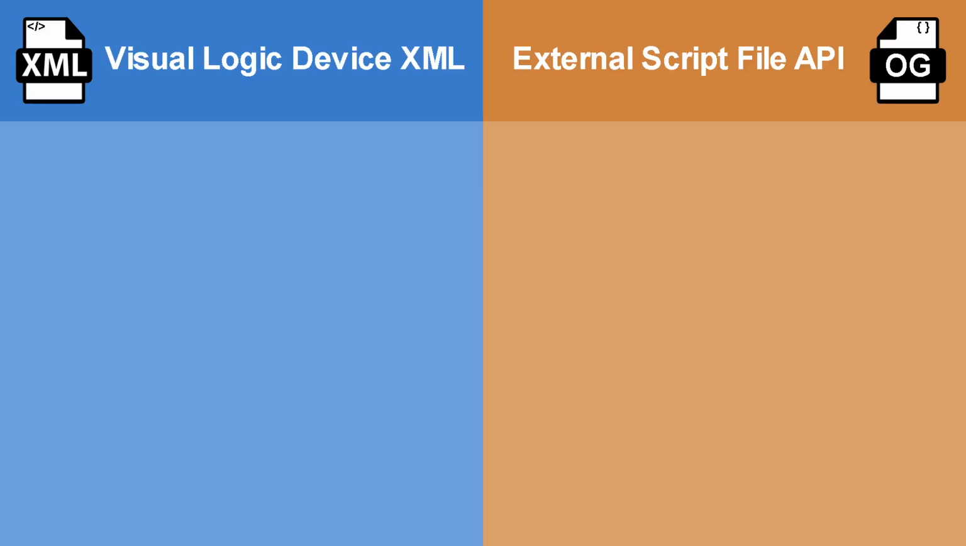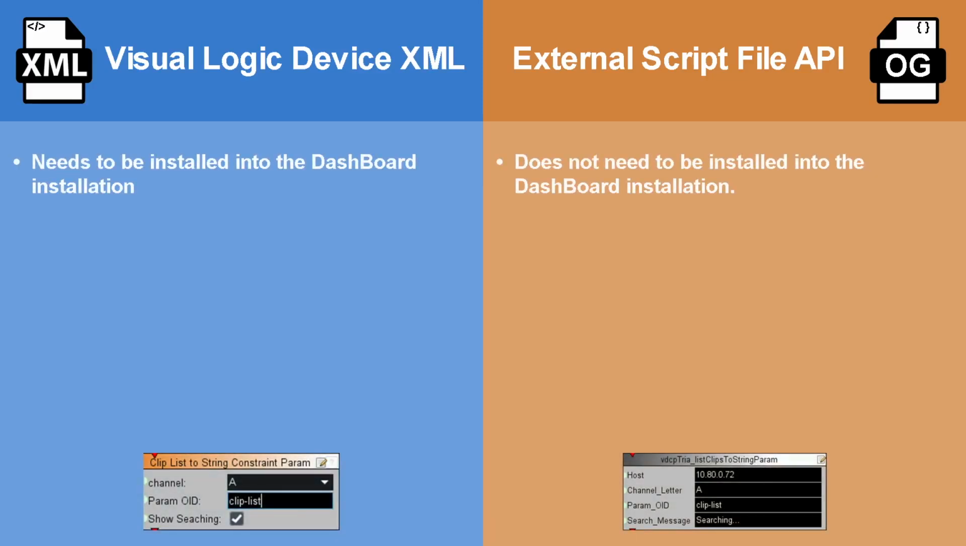Each of these has a couple key points that break down why you might want to use one over the other. The first key point here is that the device XML file needs to be installed into your dashboard's installation for this to work. The external script file, however, does not, and it just needs to be co-located with wherever your .grid custom panel file is.